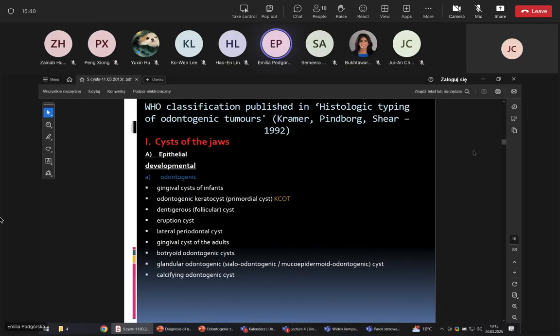odontogenic keratocyst, dentigerous and follicular cyst, eruption cyst, lateral periodontal cyst, gingival cyst of the adult, botryoid odontogenic cyst, glandular odontogenic cyst, mucoepidermoid odontogenic cyst, and calcifying odontogenic cyst.